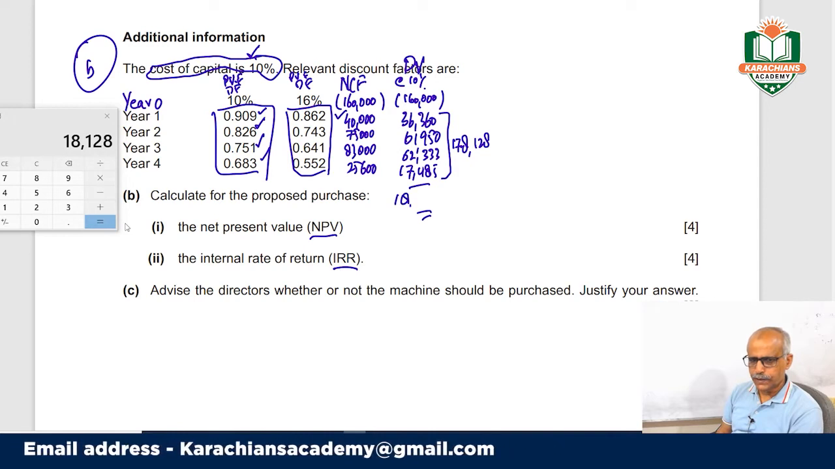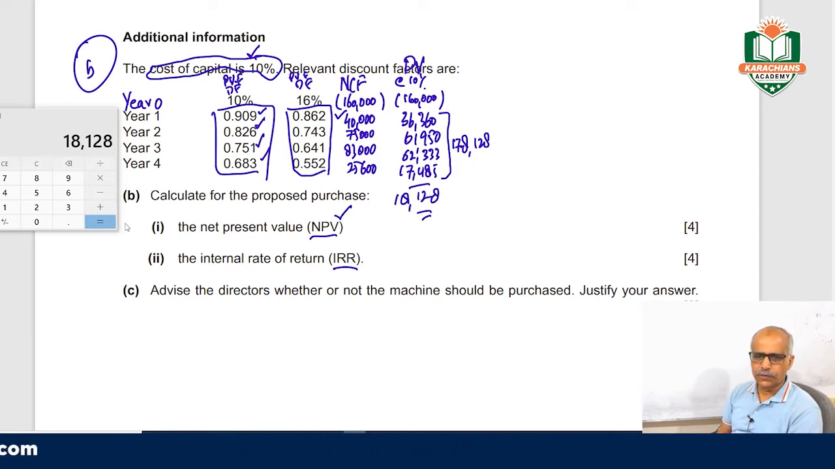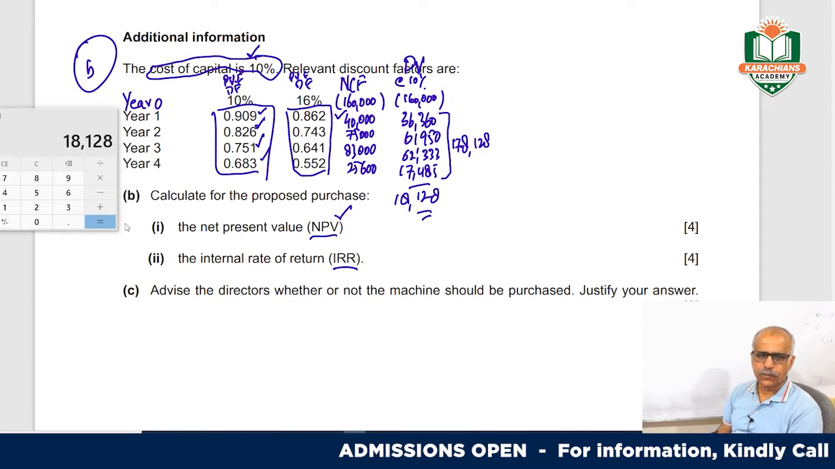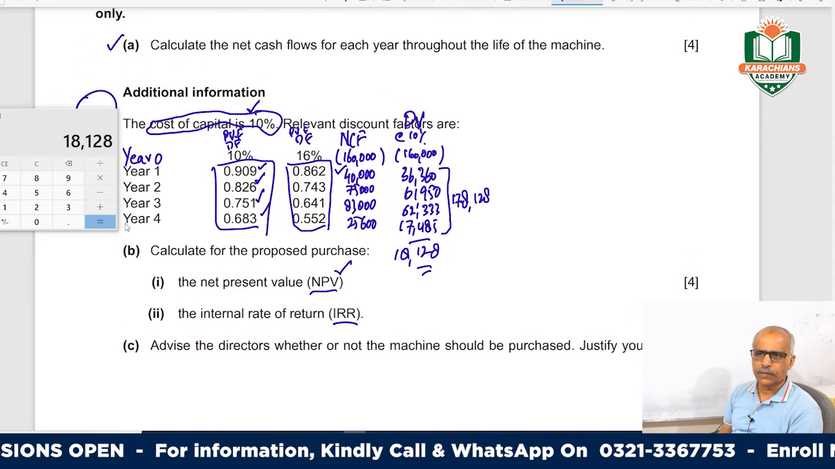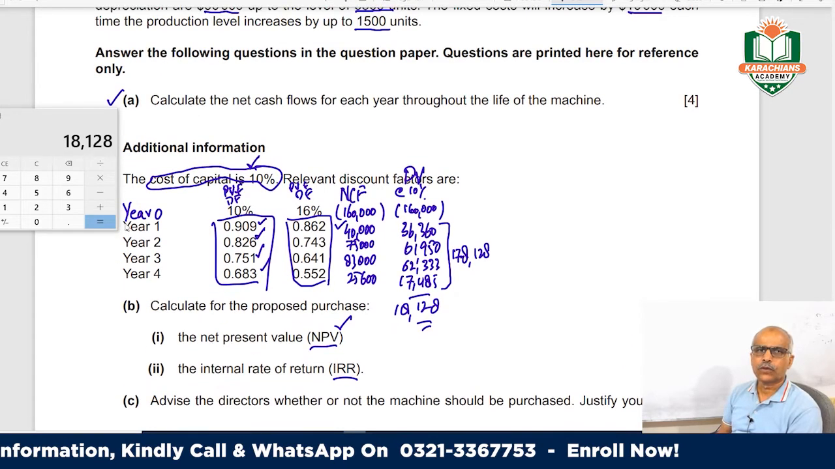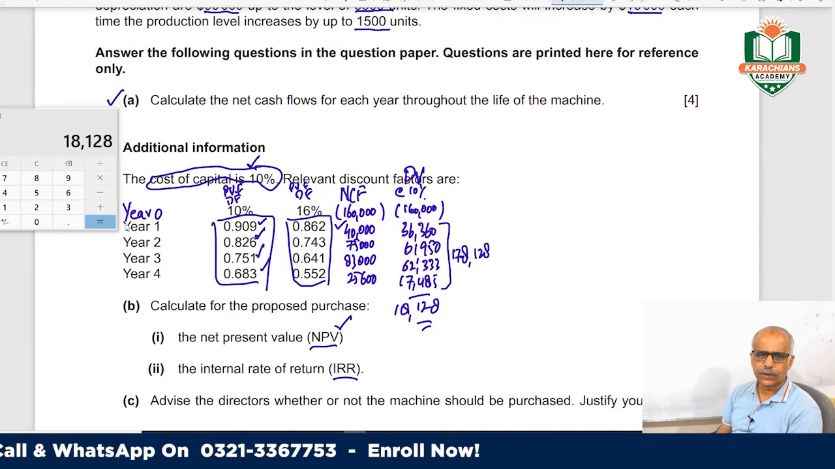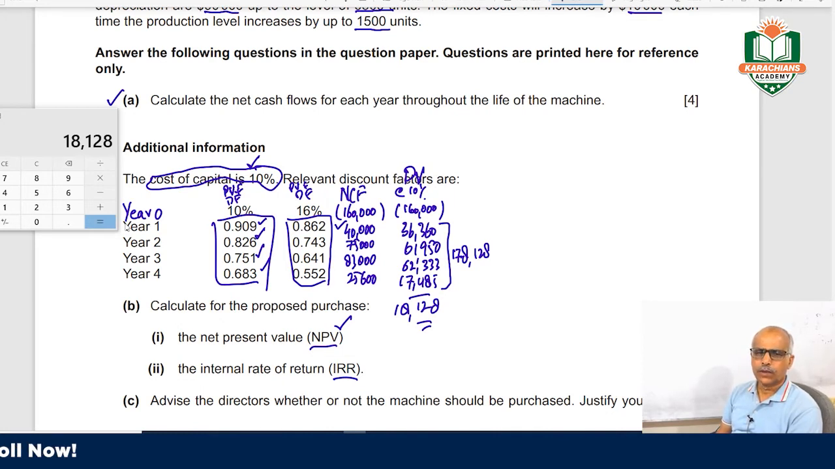This will be 18,128. So your net present value will be 18,128, so you have calculated this part. Now he is asking you for the internal rate of return. For the internal rate of return, I am referring to the course book of CIE by David Hopkins. So their IRR is calculated there, or you can refer to the other books as well suggested by the CIE.